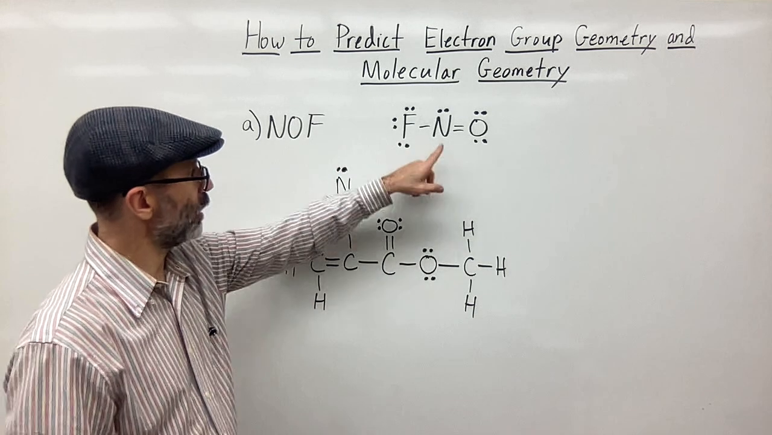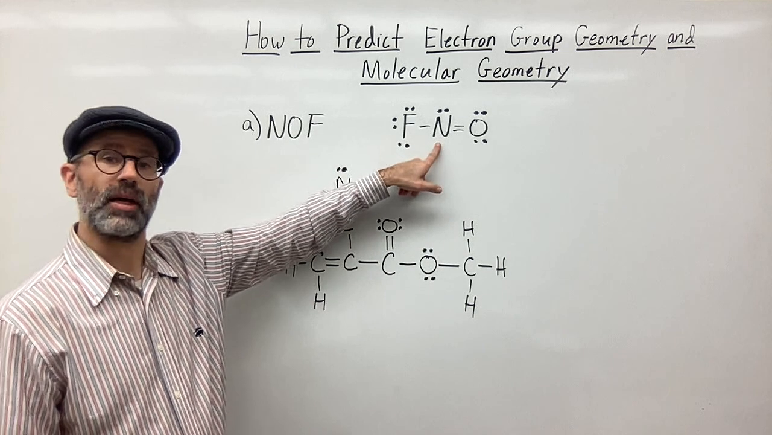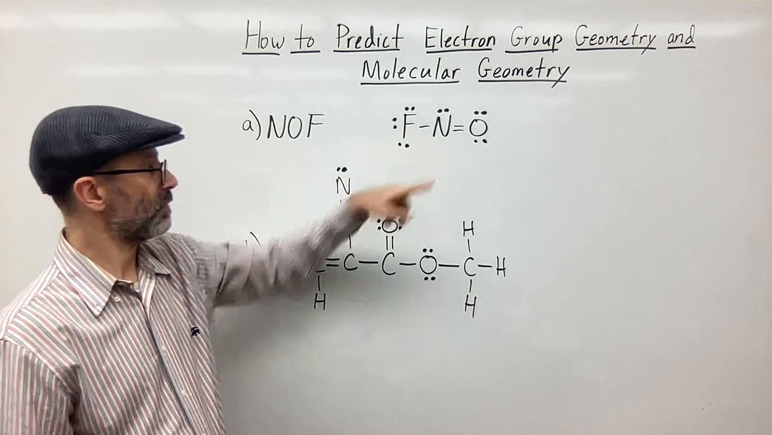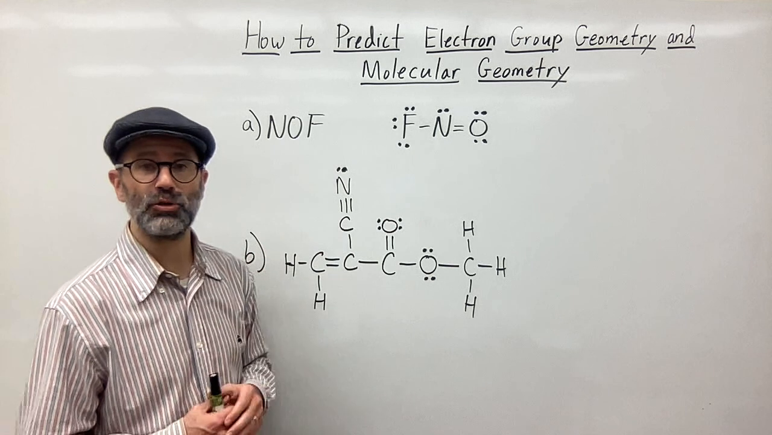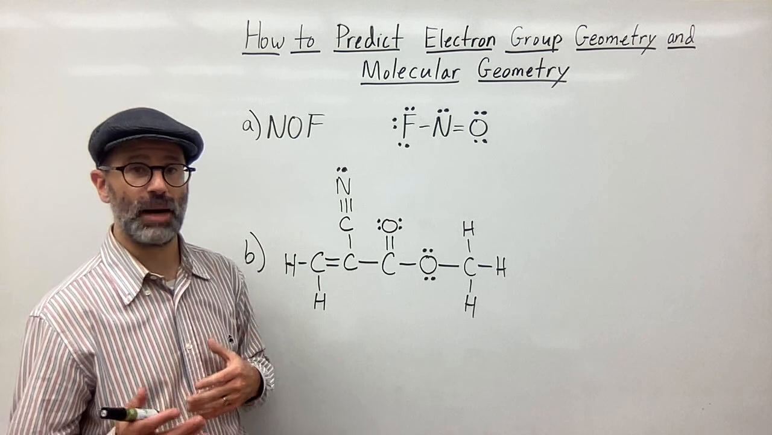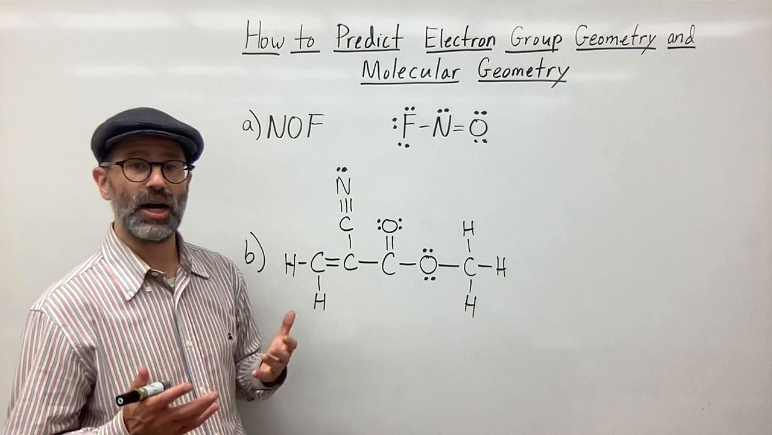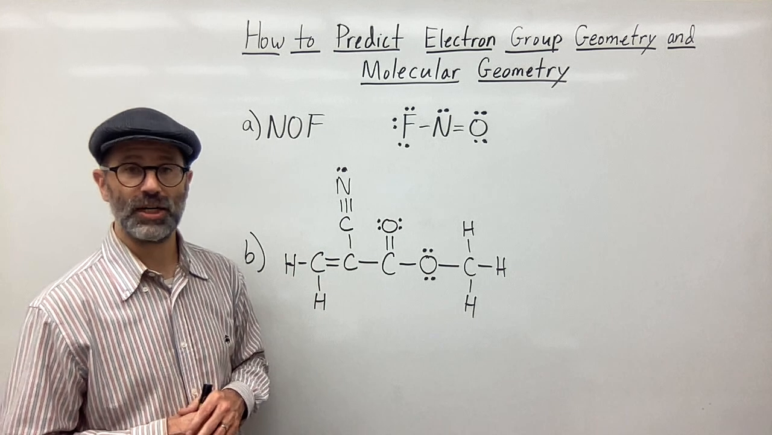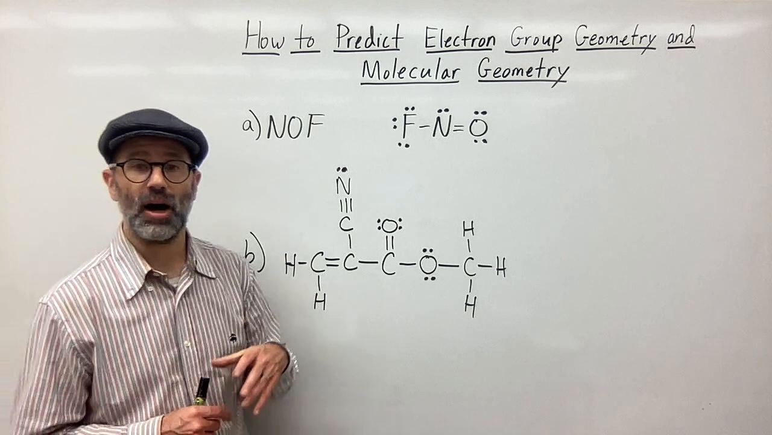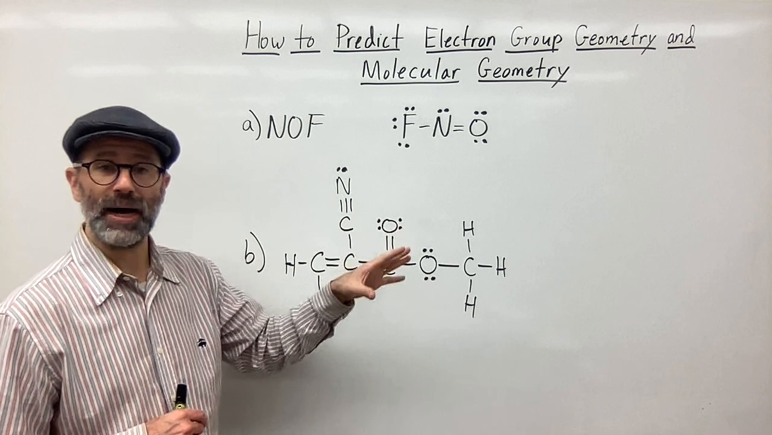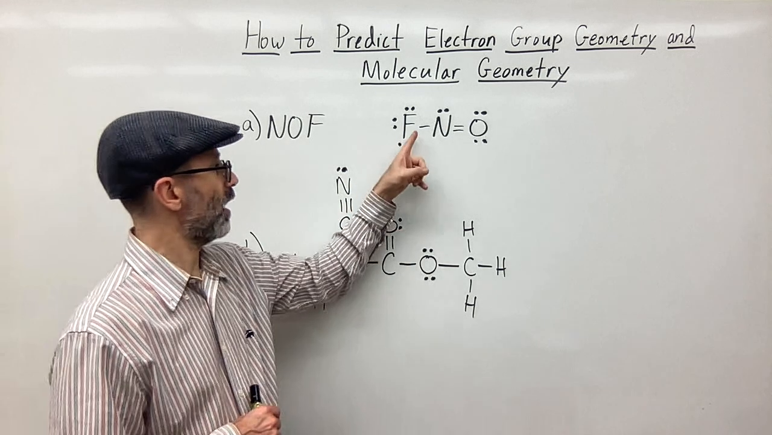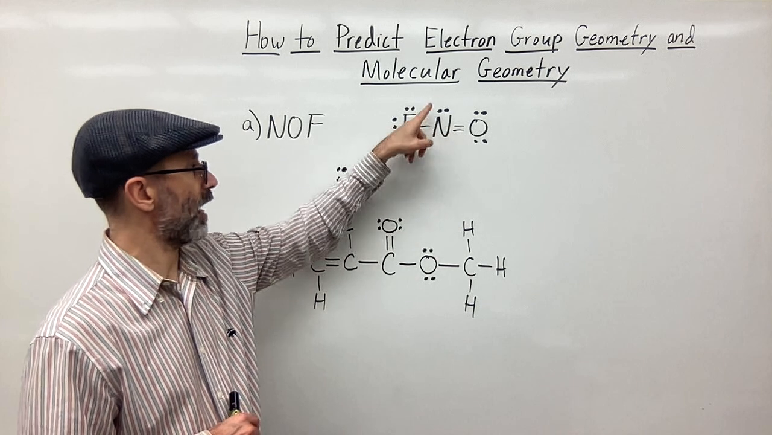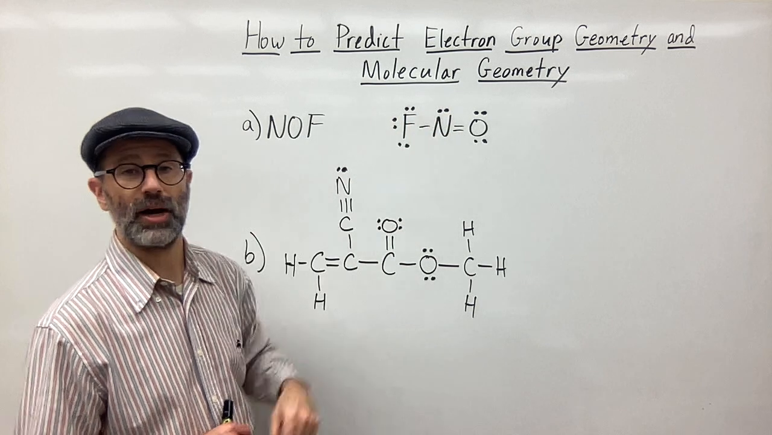Here's the central atom, and we want to determine what the electron group geometry is and what the molecular geometry is. Now, the distinction between electron group geometry and molecular geometry is a simple one. Electron group geometry is based on the total electron groups around your central atom. It doesn't matter if you have bonding groups or non-bonding groups. So here I have two bonding groups, and I have a non-bonding group, which is a lone pair.